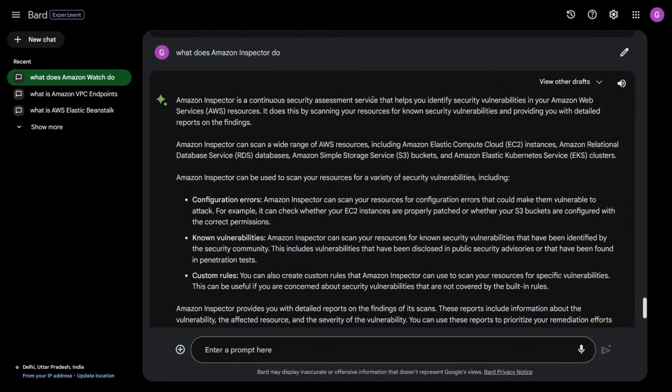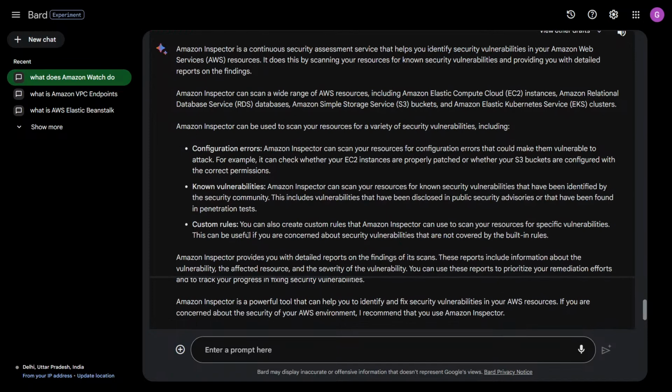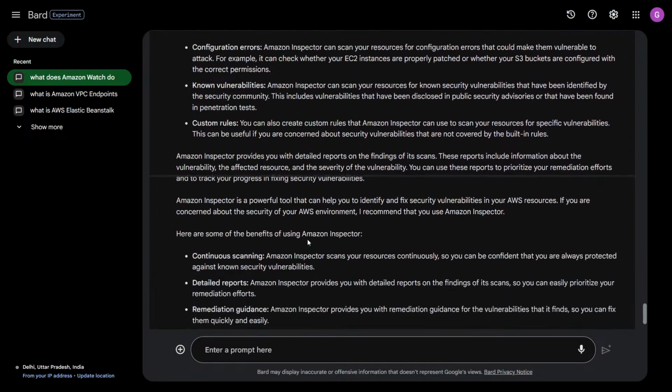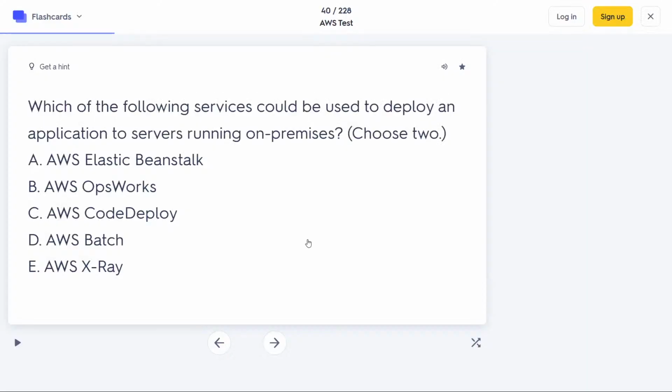Can scan a wide range of database resources. Configuration error, no vulnerabilities, custom rules. Okay, I kind of understand it. Now let's think about this.